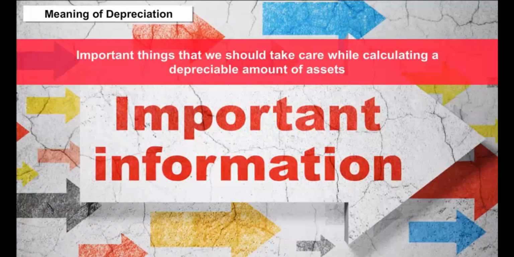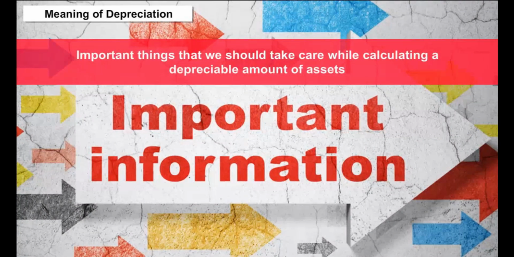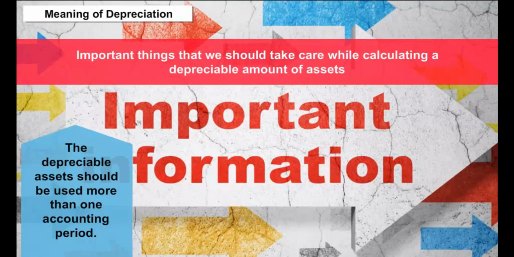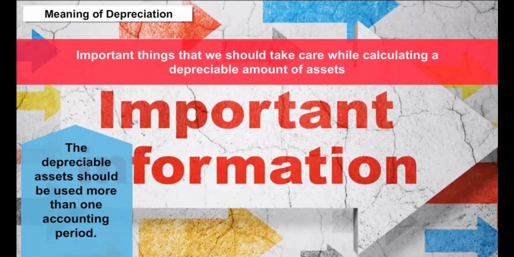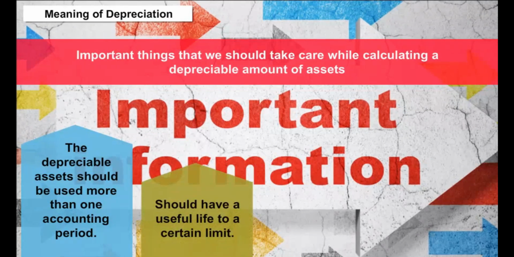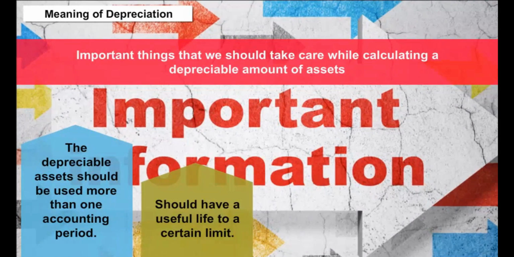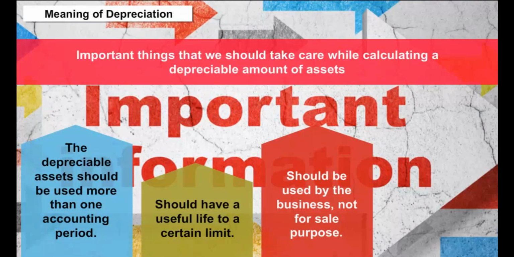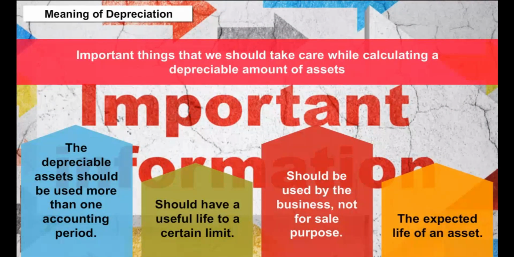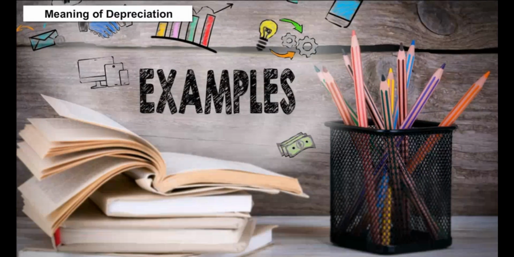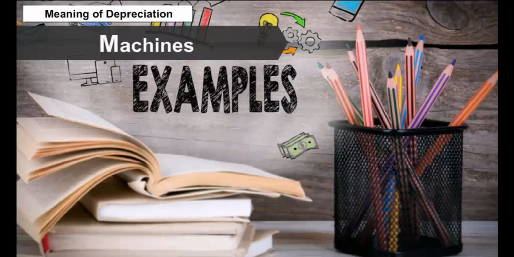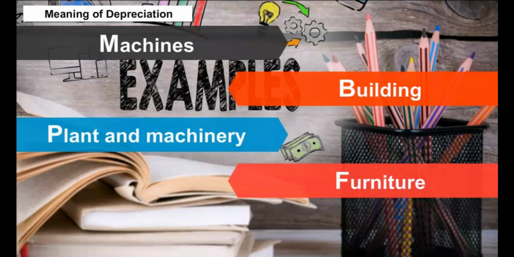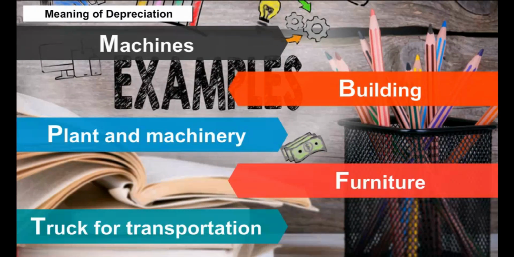Important things that we should take care of while calculating the depreciable amount of assets. The depreciable assets should be used for more than one accounting period, should have a useful life to a certain limit, and should be used by the business, not for sale purposes. The expected life of an asset. Examples of depreciable assets are machines, buildings, plant and machinery, furniture, trucks for transportation, etc.